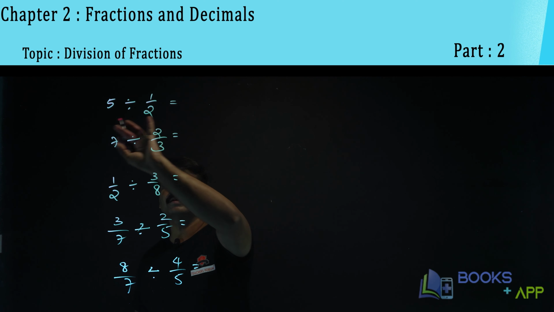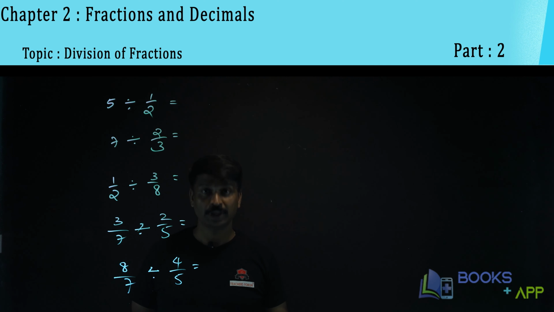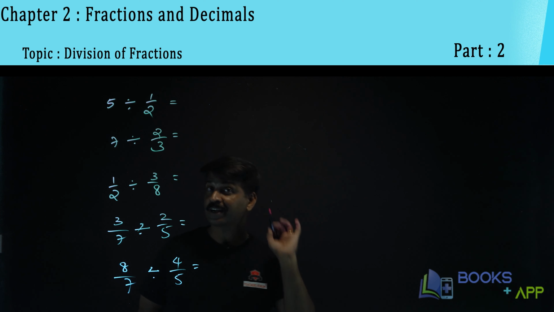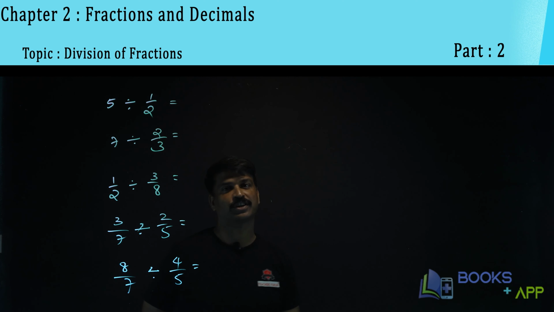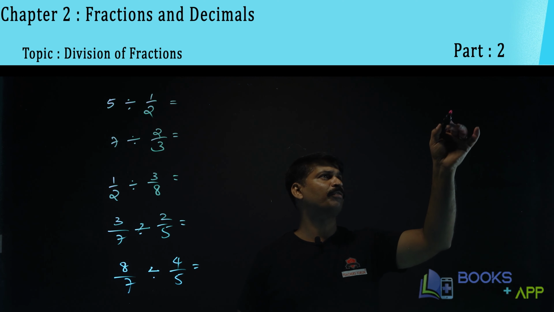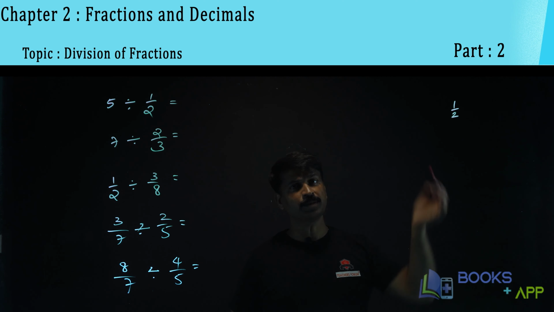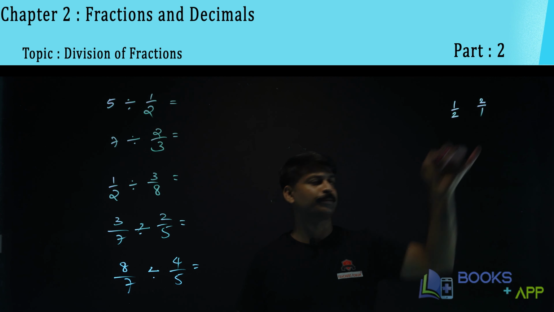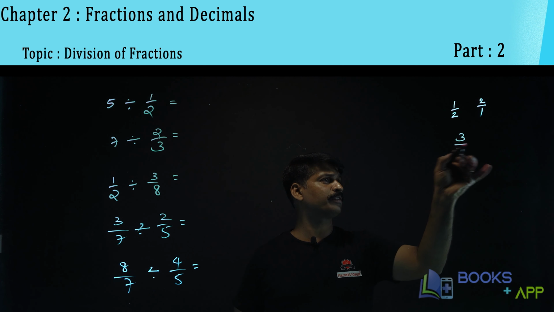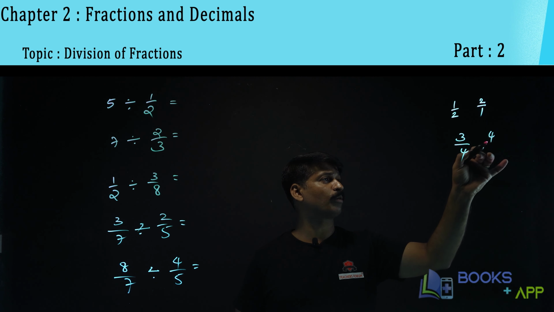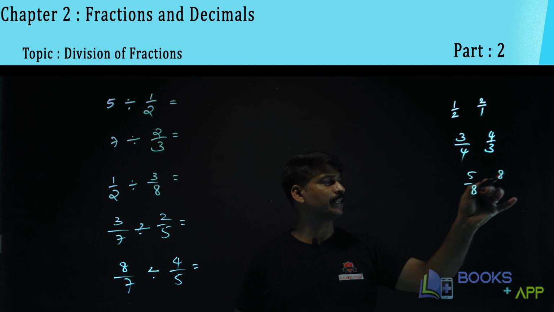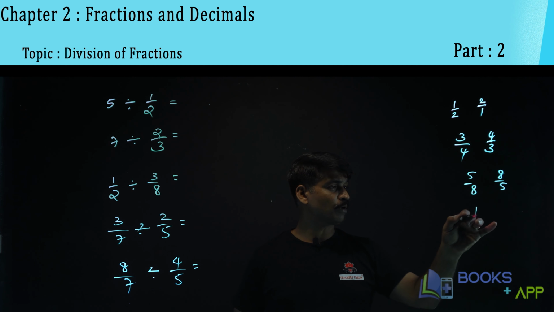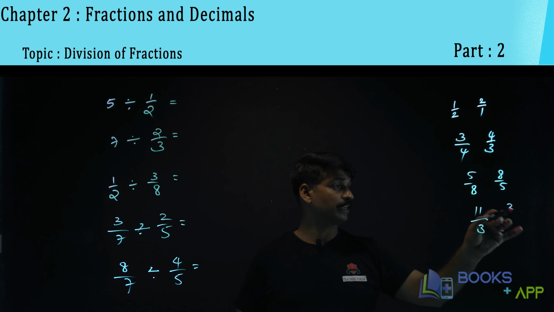When you divide a whole number by a fraction, instead of this division, you can multiply. But the condition is, you should find the reciprocal of this fraction. What is the reciprocal of 1 by 2? Reciprocal of 1 by 2 is 2 by 1. What is the reciprocal of 3 by 4? Yes, that is 4 by 3. What is the reciprocal of 5 by 8? Yes, that is 8 by 5. What is the reciprocal of 11 by 3? Yes, that is 3 by 11.